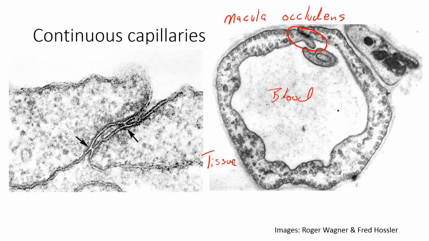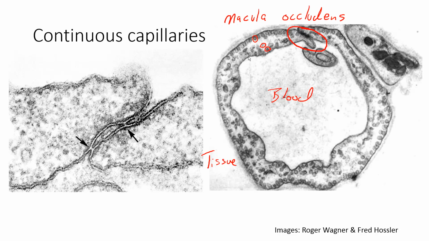The only way substances can get from one side of the capillary endothelial cells to the other is through transcellular transport or vesicles. So what you're actually seeing inside this cell are a bunch of little endocytotic and exocytotic vesicles. These are called micropinocytic vesicles because they're doing pinocytosis, but they're very, very small.